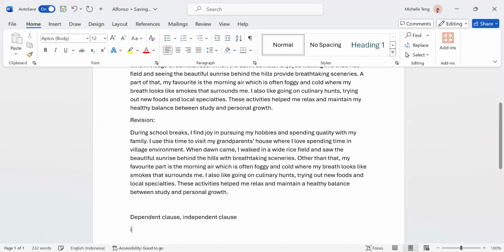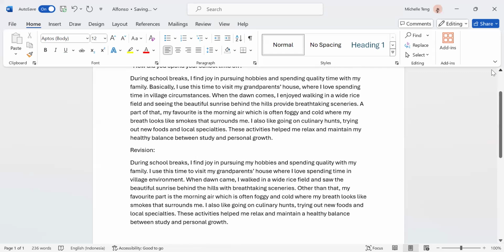But if it is the opposite, like the example right here, we should not add a comma. So when we are stating the dependent clause first, for example, "During school breaks," then you should add a comma because this is the dependent clause. But when the first part is the independent clause, "I use this time to visit my grandparents' house," we should not add a comma because you can just continue, "where I love spending time in village environment." It's not necessary to add a comma right there.